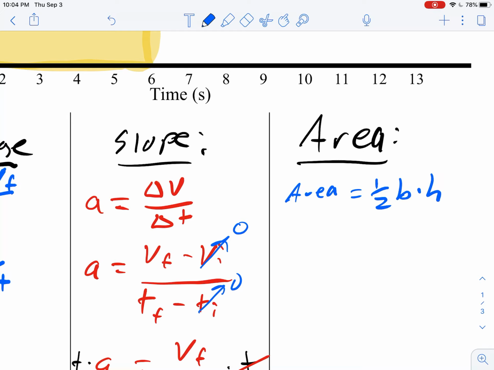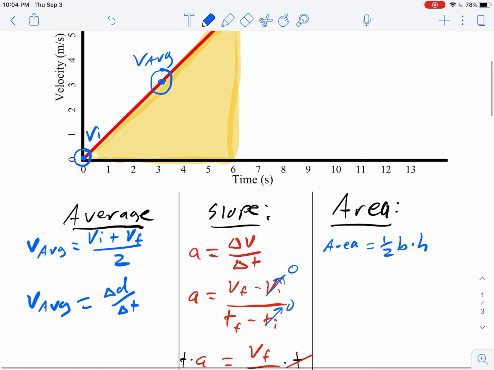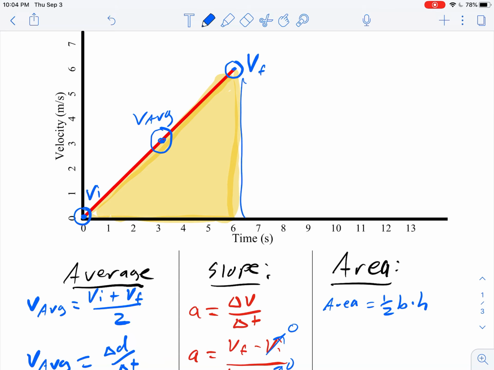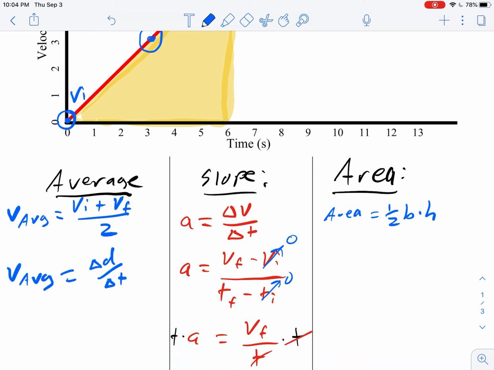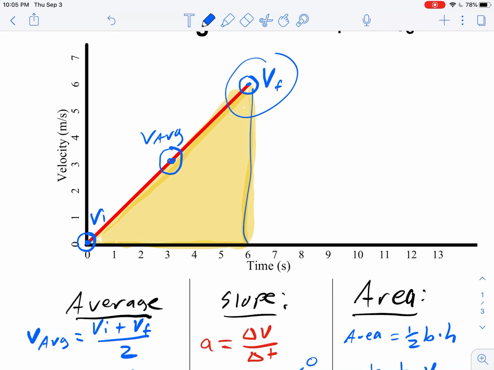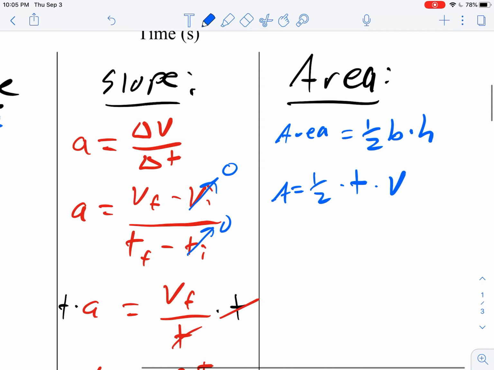But I'm going to write this formula in terms of the variables that are actually on my graph. The base is just the time axis, and the height is just the velocity axis. So I'm going to rewrite this as area equals 1/2 times time times velocity, and I can get even more specific because the height of this triangle takes us right to the final velocity. So I'm going to write that in terms of VF.